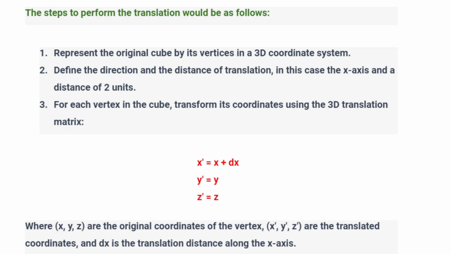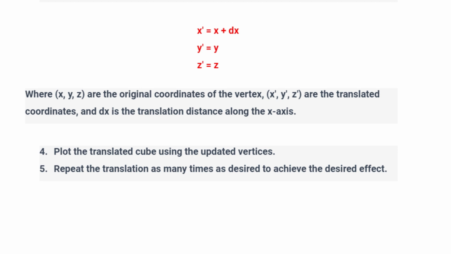X' is equal to x plus dx. Y' is equal to y. Z' is equal to z, where x, y, z are the original coordinates of the vertex, x', y', z' are the translated coordinates, and dx is the translation distance along the x-axis. Plot the translated cube using the updated vertices. Repeat the translation as many times as desired to achieve the desired effect.